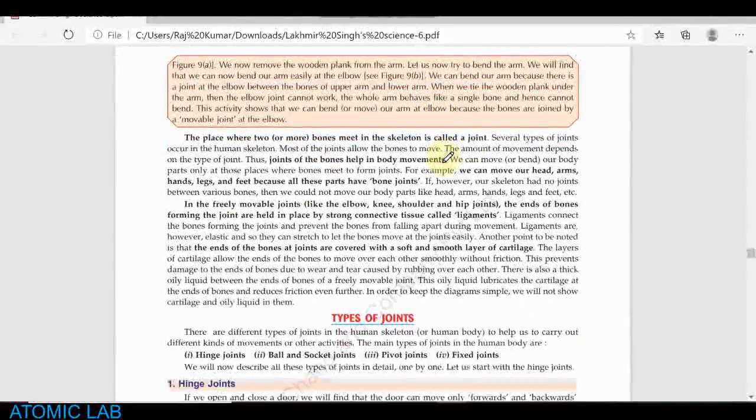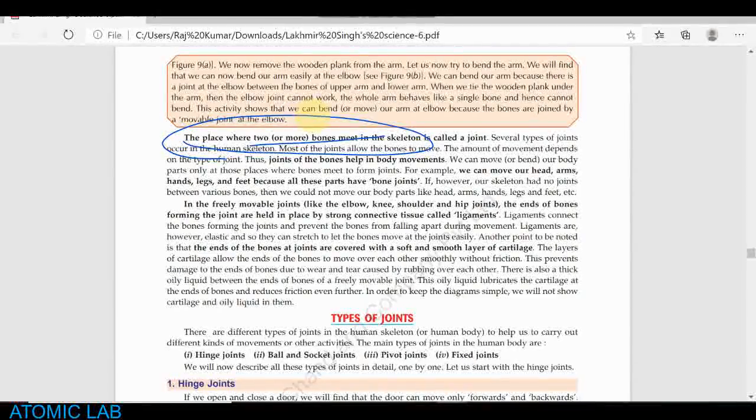And what are joints? Where two different bones meet together. In our skeleton, where two different bones meet, that is known as a joint. So joints help us in body movements. As we know, we can move our head, our arms, hands, legs, feet, all those body parts we can easily move.